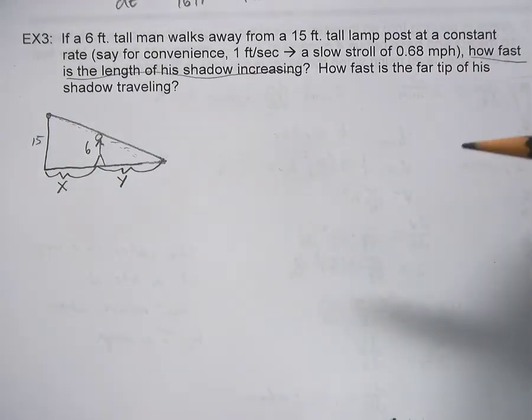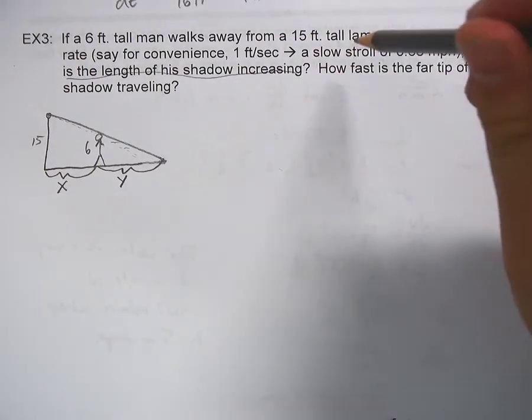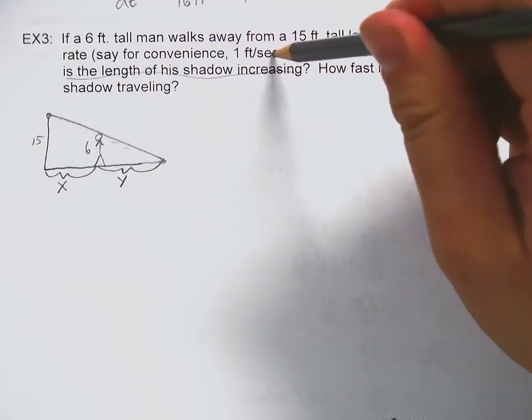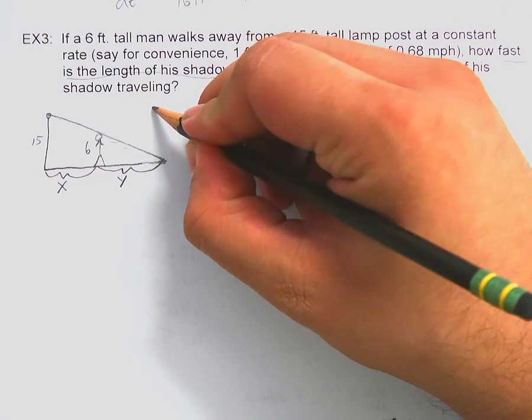So I drew my diagram. What rates do I have? Well, the only rate I really have is how fast he's walking away from the lamppost. So let's say dx/dt.